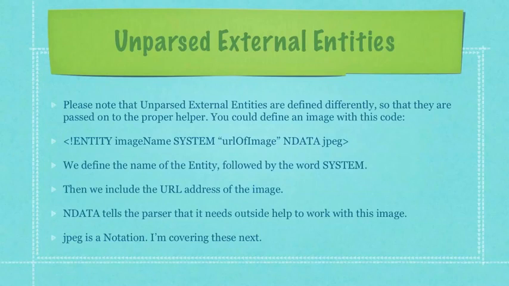You could define an image with code such as here. Here I'm referencing an entity named imagename, and I'm defining the location of it, or the URL, and I'm saying it is of type JPEG. We define the name of the entity followed by the word SYSTEM, then we include the URL address of the image, and NDATA tells the parser that it needs outside help to work with this image, and JPEG is a notation, and I'll be covering that next.